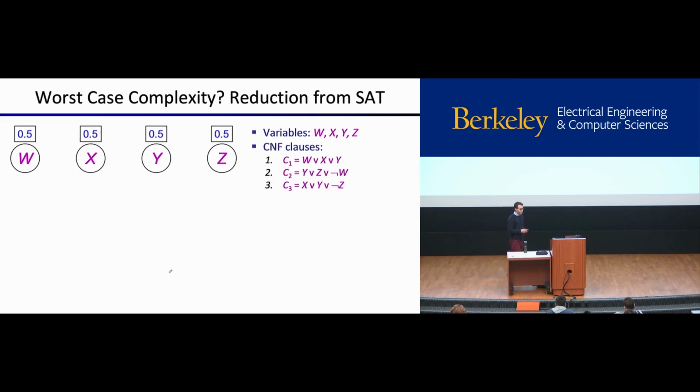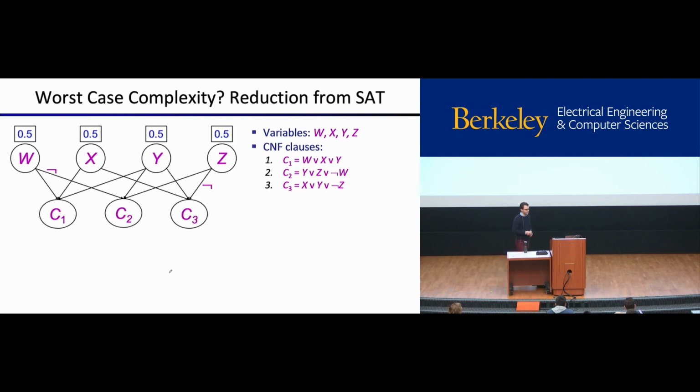And then you have some clauses. These are conjunctive normal form clauses, right? So we have some clauses, W or X or Y or Z or not W, etc. We want to encode those clauses as additional nodes in the BaseNet. Each one of these clauses is going to be associated with a conditional probability table. So let's look at this one for C2. C2 is going to have some probability of C2 conditioned on W and Y and Z.